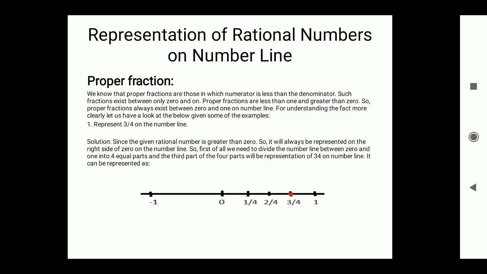If you see this diagram, the rational number is greater than 0. So it will be represented on the right side. What is the meaning of right side? That means the positive side on the number line. First of all, we need to divide the number line between 0 and 1 into 4 equal parts. The 3rd part out of 4 parts will represent 3 by 4. This is not 34, it is 3 by 4 on the number line.